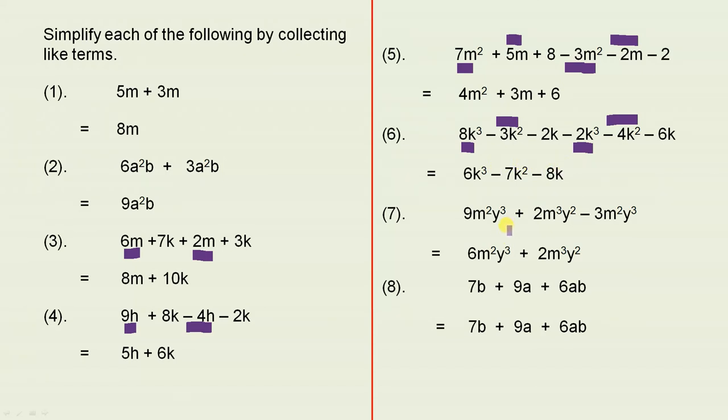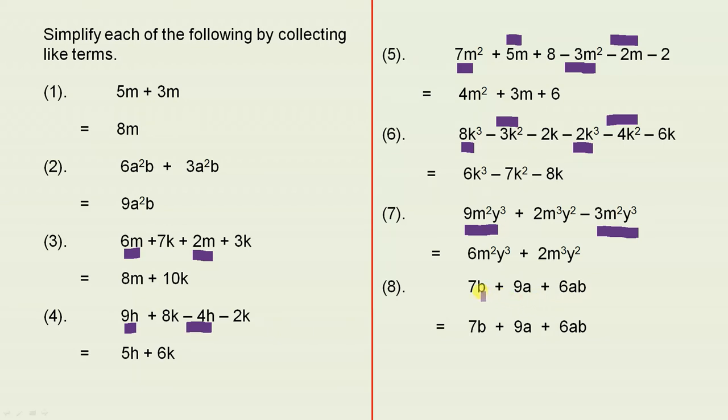Over here, now this is an interesting one because we have to look at where the like terms are. That one and that one are like terms. Each of them has an m and a y, and the m is squared and the y is cubed, and the same here. So if we take that term and we subtract this term, we get 6m squared y cubed, and this just comes down here. They are unlike terms because the powers are different, so that is the answer.